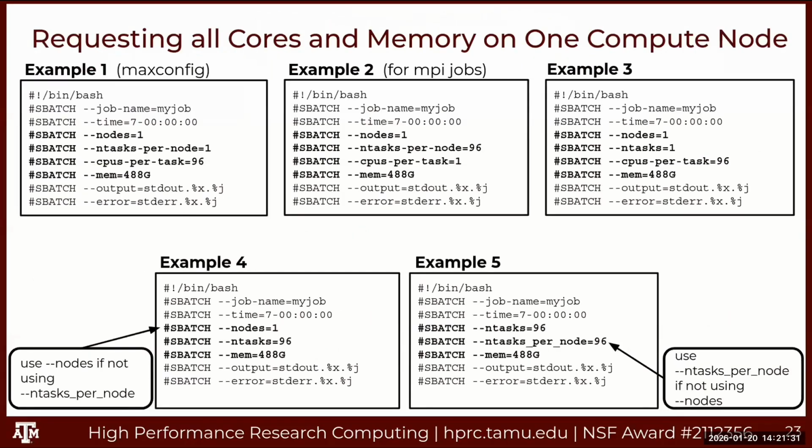Requesting all the cores and memory. Once you see how many cores and how much memory is on a compute node, there are several different ways to request all the cores and memory. If you request all the cores, then no other job can be scheduled on that compute node because there are no more cores available. If you schedule all the memory, then no other job can be run on that compute node.